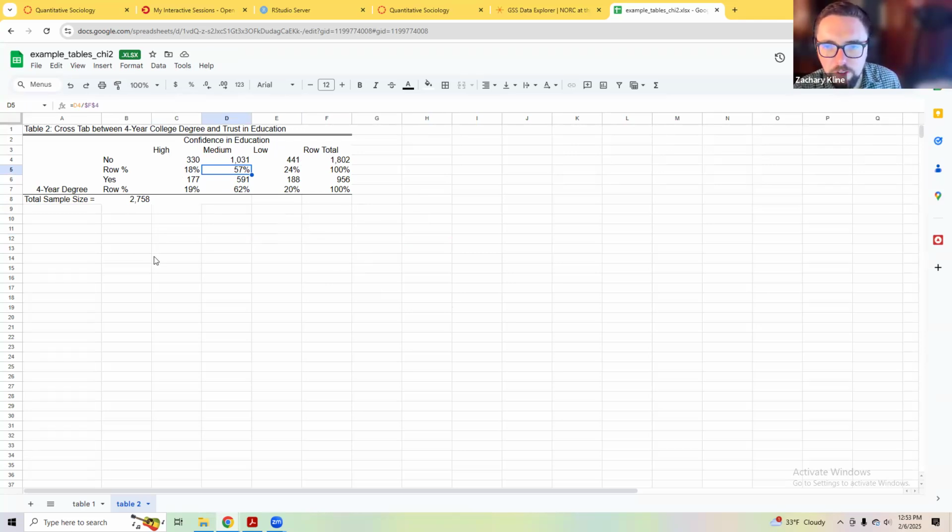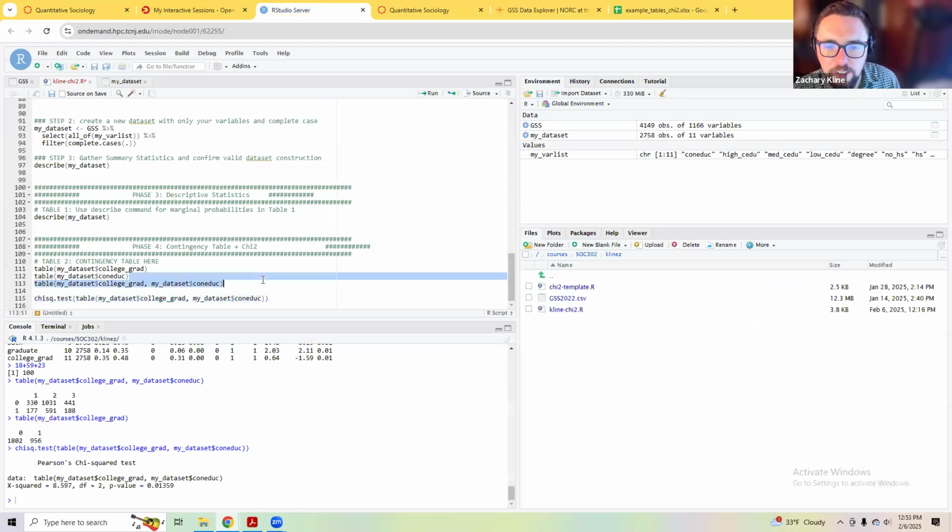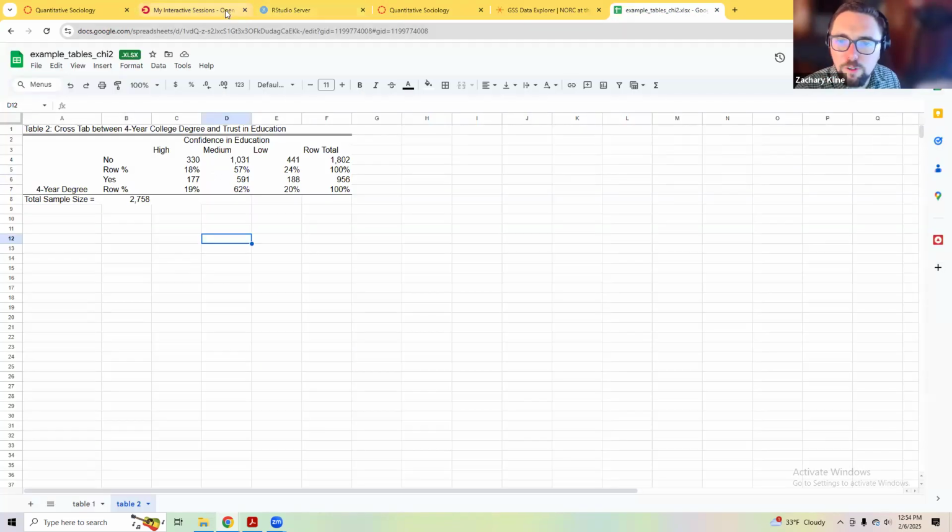I'm not seeing any errors right now, but please let me know if you see any errors, and I will be sure to fix them up. But yeah, so this is how you make your table 1 and table 2 for your chi-squared paper. Please let me know if you have any questions or suggestions for how to make this video better or how to make future videos better.